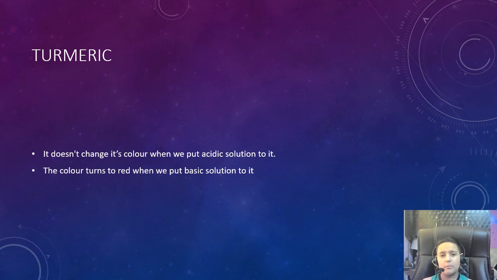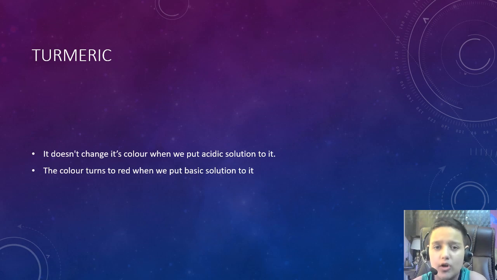Previously we have learnt about China rose petals and litmus paper. Now we are going to be looking at turmeric. These were all natural indicators. When we put an acidic solution to turmeric, it doesn't change its color, it remains the same.